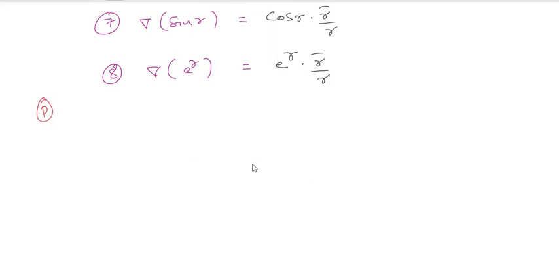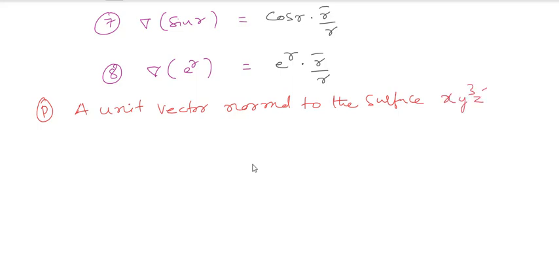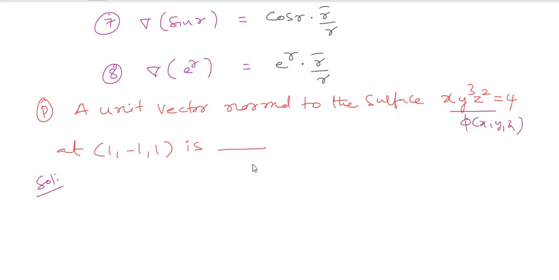So let's take down the problem here. A unit vector normal to the surface x y cube z square is equivalent to 4 at 1 comma minus 1 comma 1 is dash. A unit vector normal to the surface. This will be what? Your phi of x comma y comma z is the surface, and the points they had given. Am I right or not?